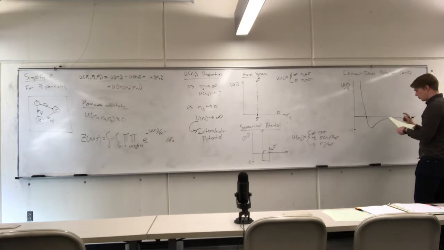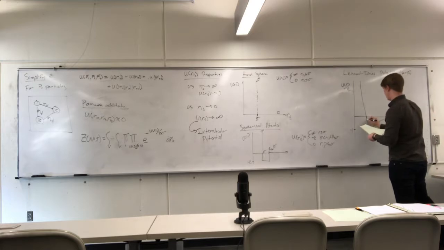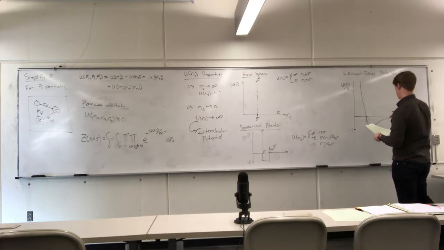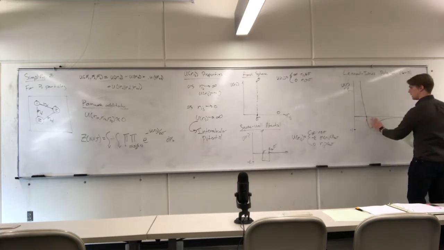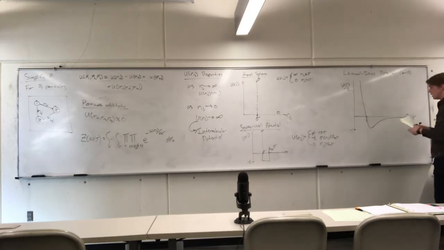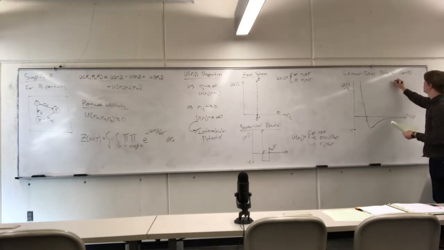Don't have it in my mind. I'm pretty sure this is 1 where it crosses there. Where it starts to become, okay. Let me get the form here. U of r_ij.